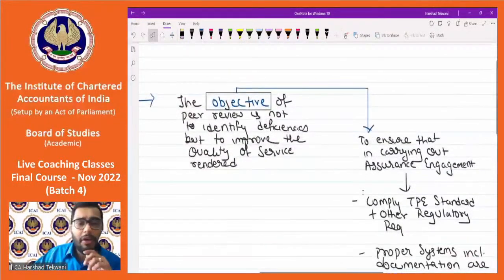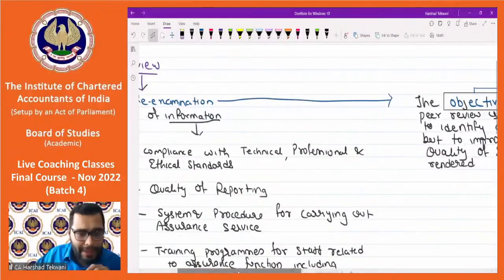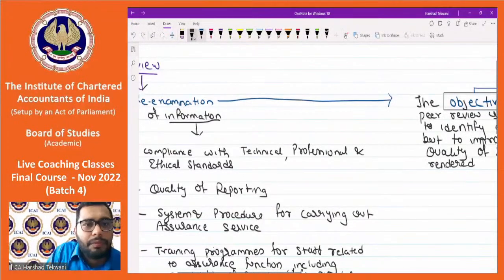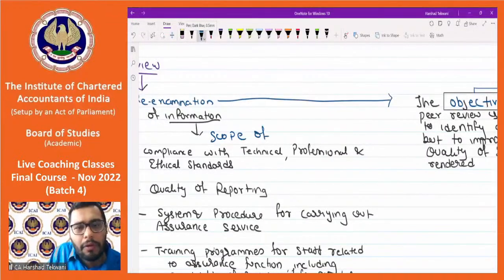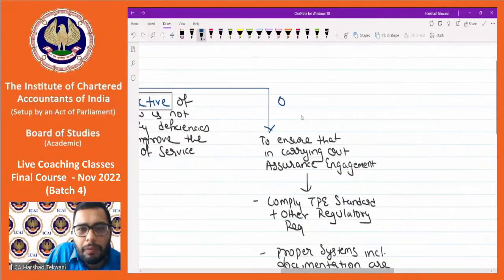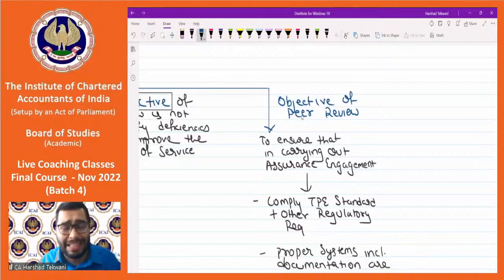Okay, that's the objective. Now you'll say this is similar to the scope that we were discussing. Exactly. The reason is that what your objective is will evolve and become your scope. So there will be a similarity between your objective and scope. This is the scope of peer review. Now we are talking about the objective of peer review. Remember, whatever your objective is will evolve and become your scope.